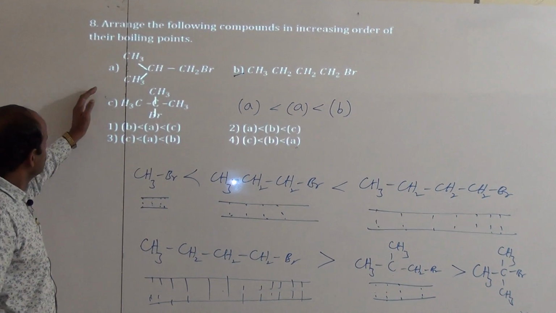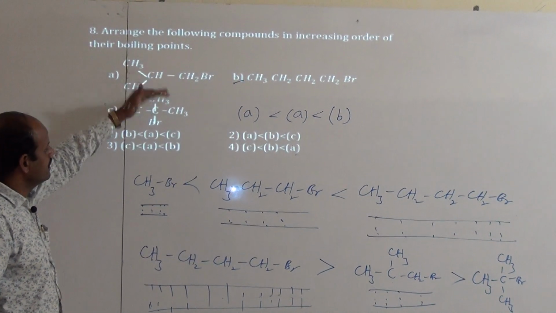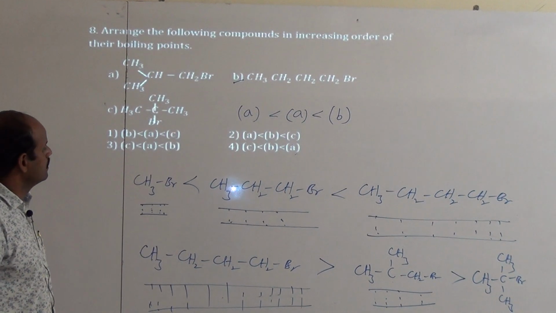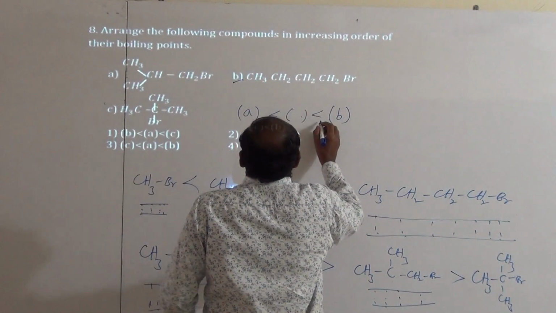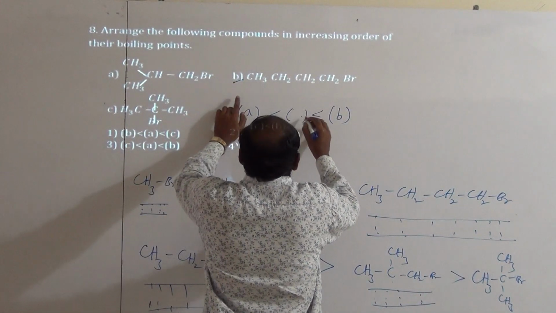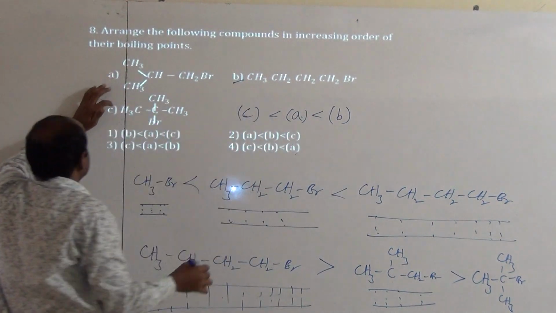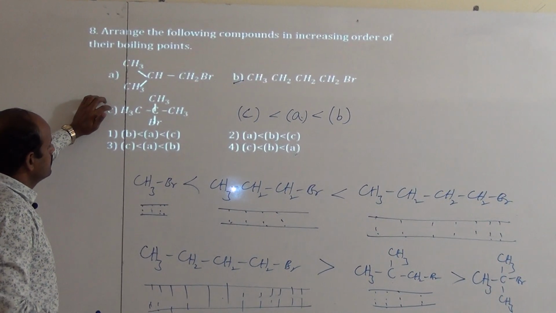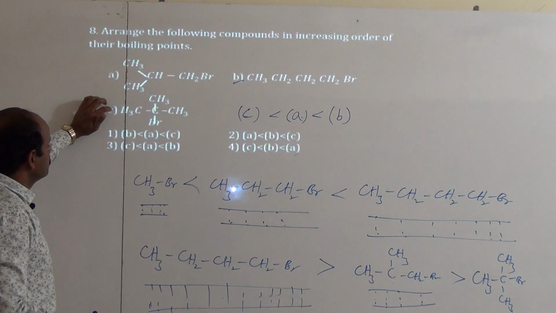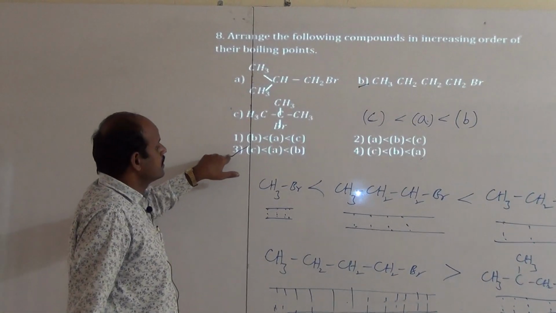Hence, this is the increasing order of boiling points of the given compounds. Where is that option? Here, first this one, next A, the low branched one, and the least one is C, the highly branched one. Then where is this option? C is less than A, is less than B, the third option. In the given options, it is the third one.